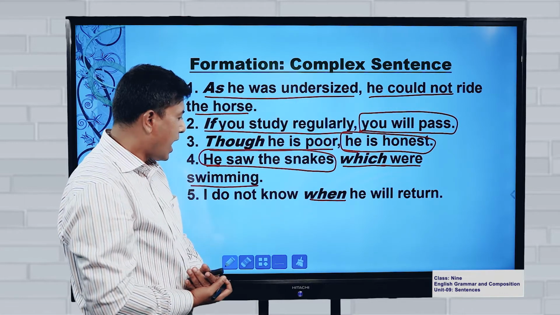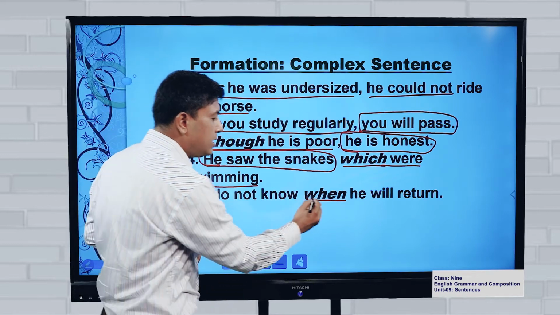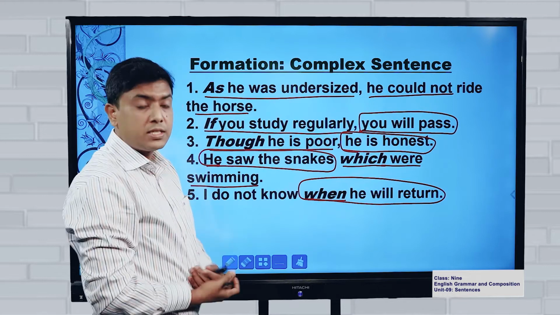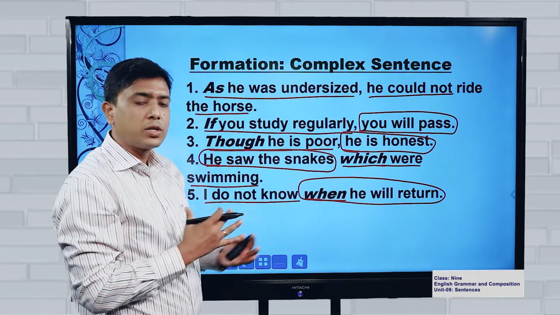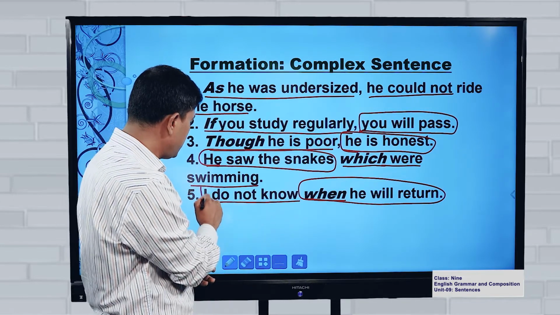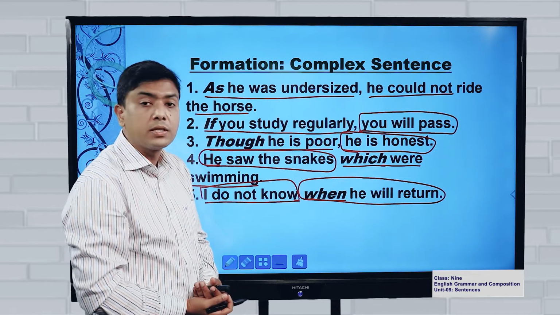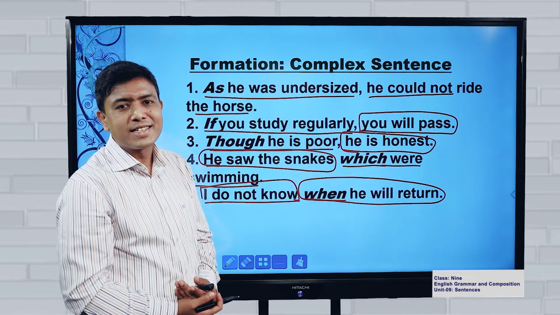Last one, I don't know when he will return. Here, when he will return is going to be the dependent clause. And the first part, I do not know. In fact, here we are talking about I do not know the time. So this is going to be the independent clause, and the next part is dependent or subordinate clause. And this is how we form complex sentences.